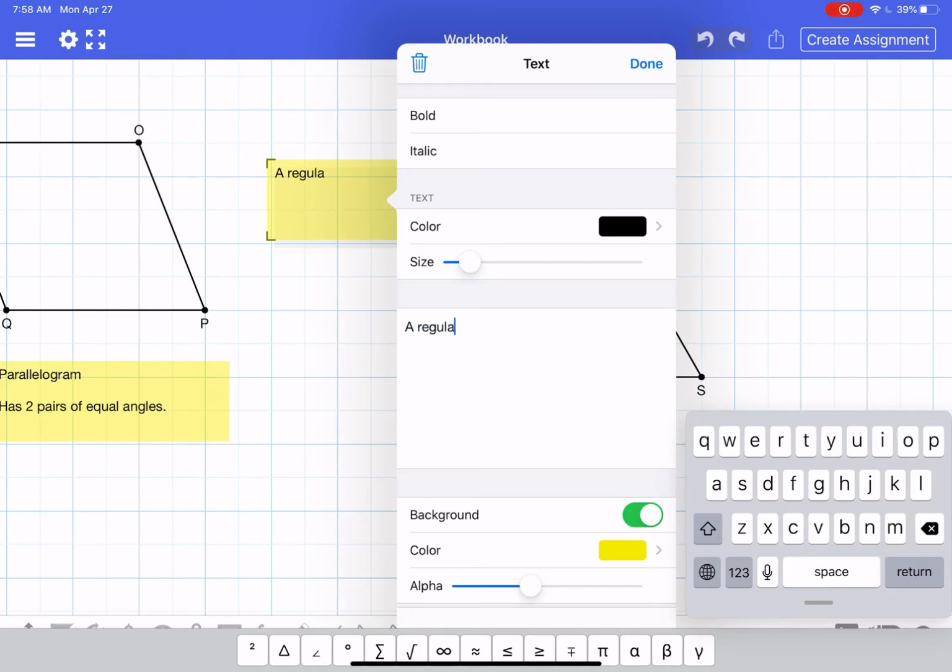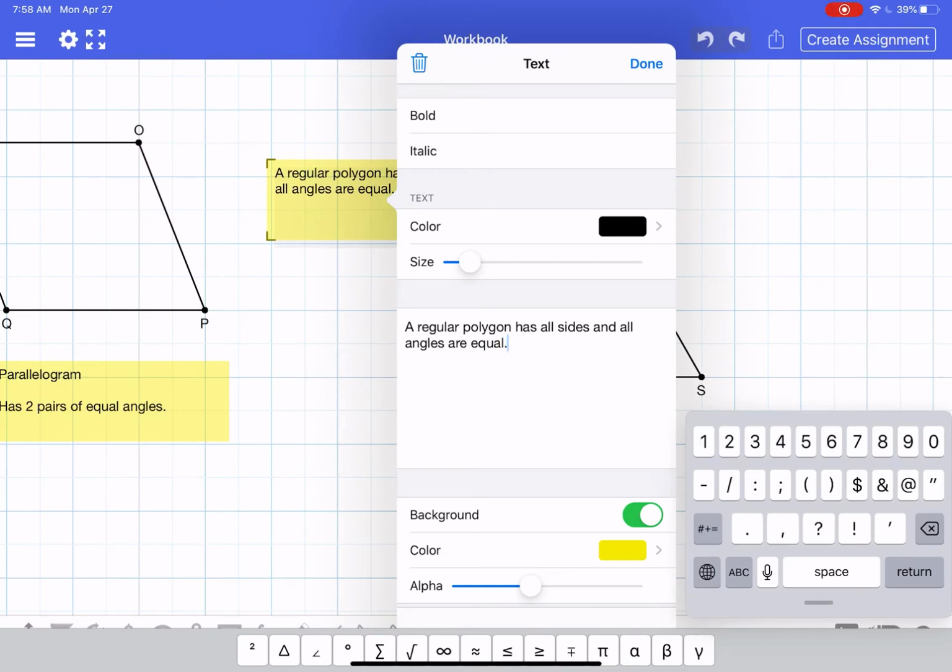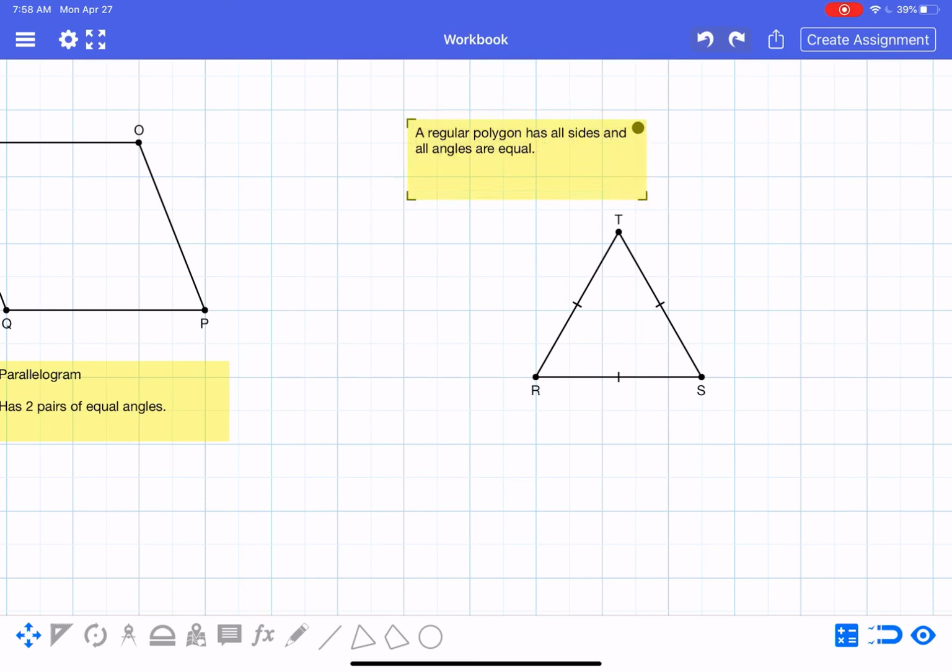So a regular polygon has all sides and all angles equal. Done. Okay, so that's a regular polygon. Now, that's not the only one you can make, right?